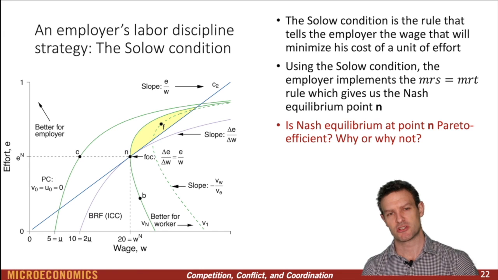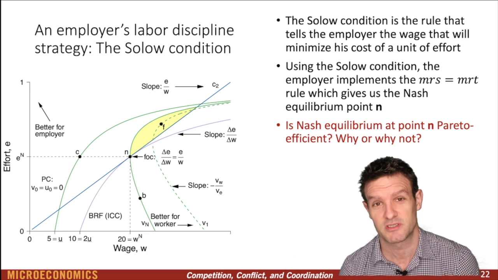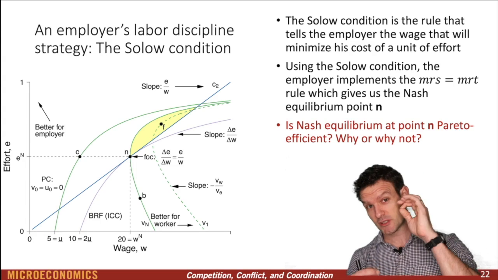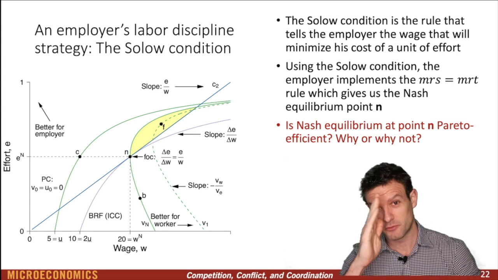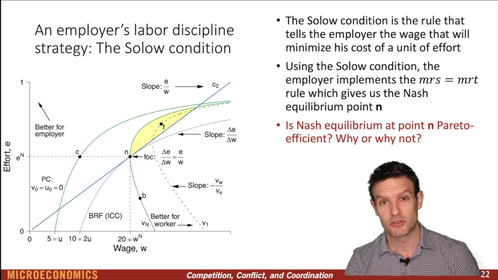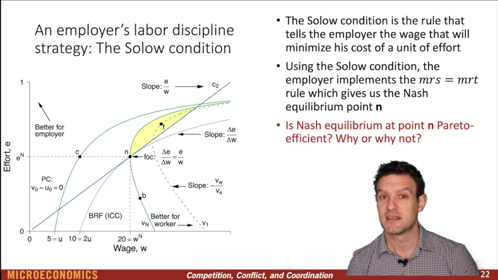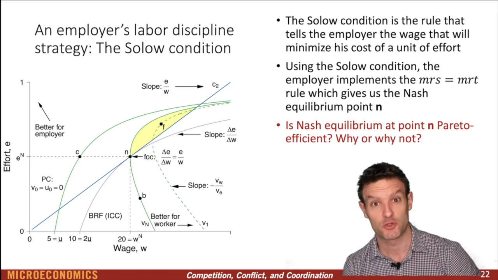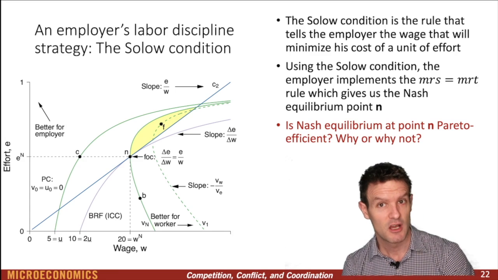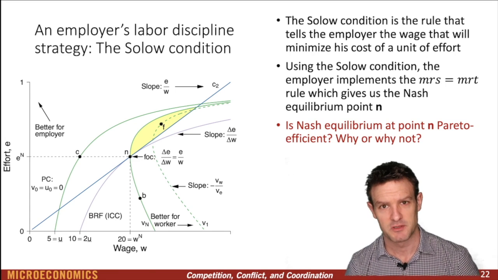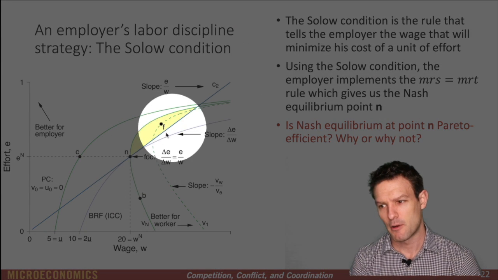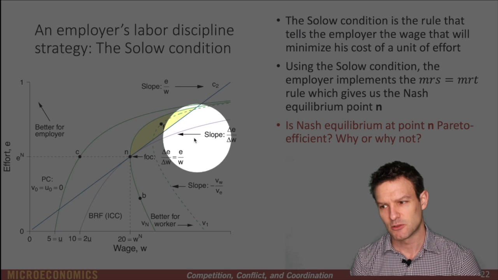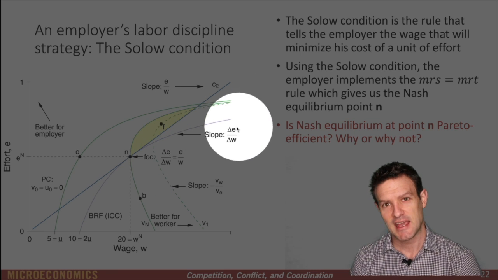So using the Solow condition, the employer implements marginal rate of substitution equal to marginal rate of transformation. So we've seen this previously. So what is the employer doing? They're choosing the point N, where their marginal rate of substitution, which they're getting from the slope of their ISO cost ray, is equal to the marginal rate of transformation, which comes from the agent's best response function, which is the incentive compatibility constraint on the principal's cost minimization. And so what we have to think about is at point N, what's happening? MRS of the principal from the ISO cost ray is equal to the MRT defined by the agent's best response function.